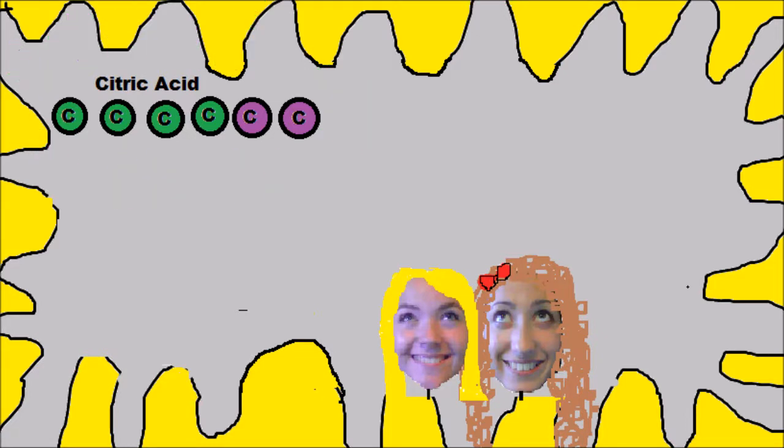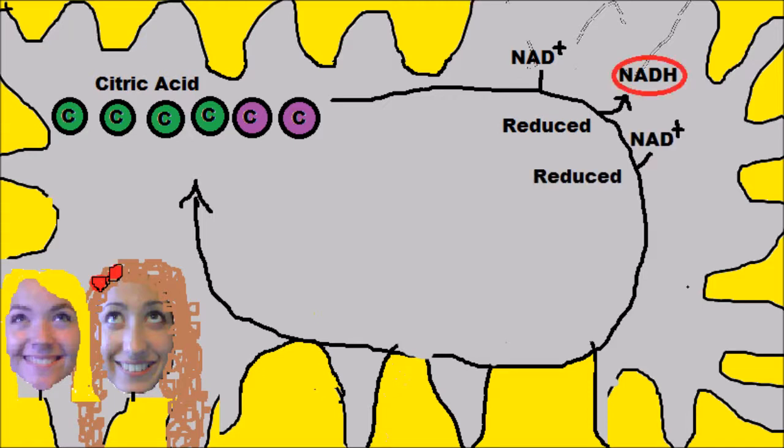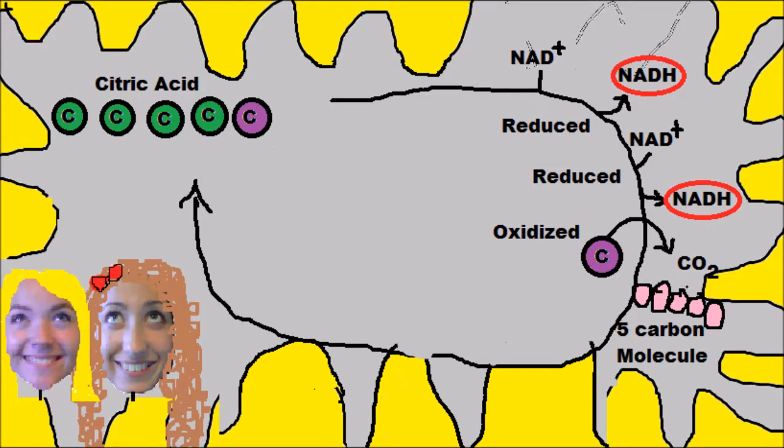An example of citric acid would be oranges. In the second step of the Kreb cycle, NAD+ gets reduced to make NADH. This happens twice. To be reduced means that a molecule is gaining an electron. The molecule often gets a hydrogen and steals the hydrogen's electron. Next, a carbon from citric acid gets oxidized to make carbon dioxide, which is then exhaled. We are now left with a 5-carbon molecule.